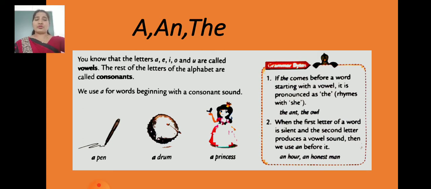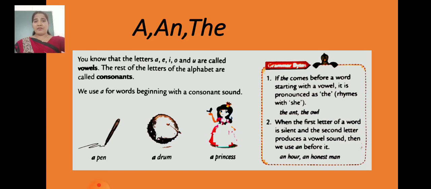Basically you should know when we use a and when we use an. We use a for words which begin with a consonant sound, like a pen, a drum, a princess. If you see here in the box, it is written that if the comes before a word starting with a vowel, it is pronounced as thee, which rhymes with she.